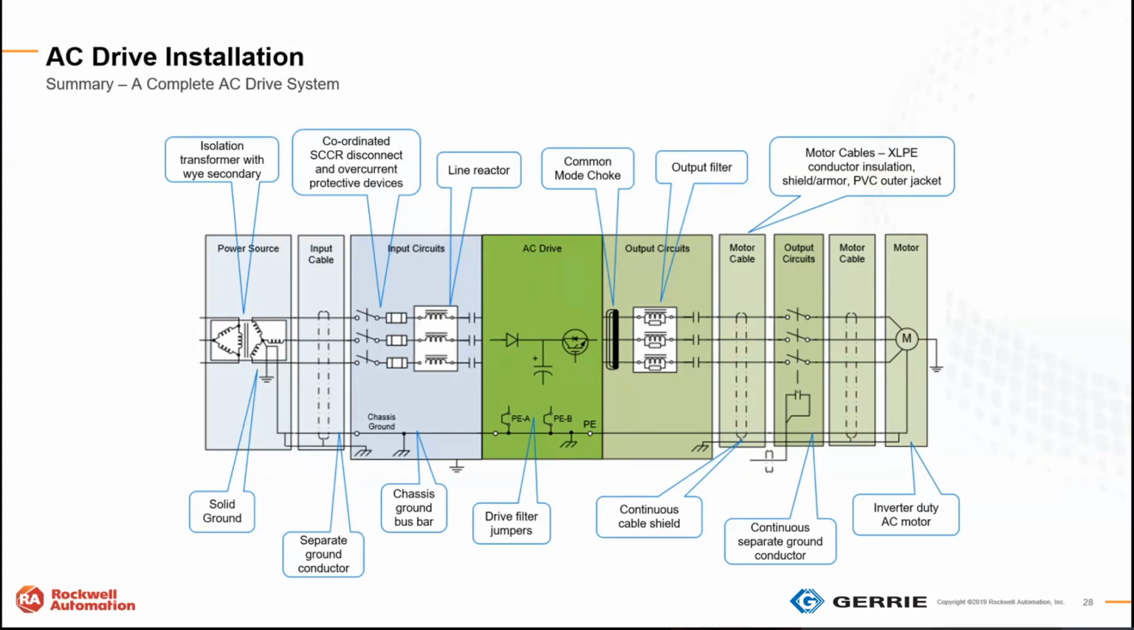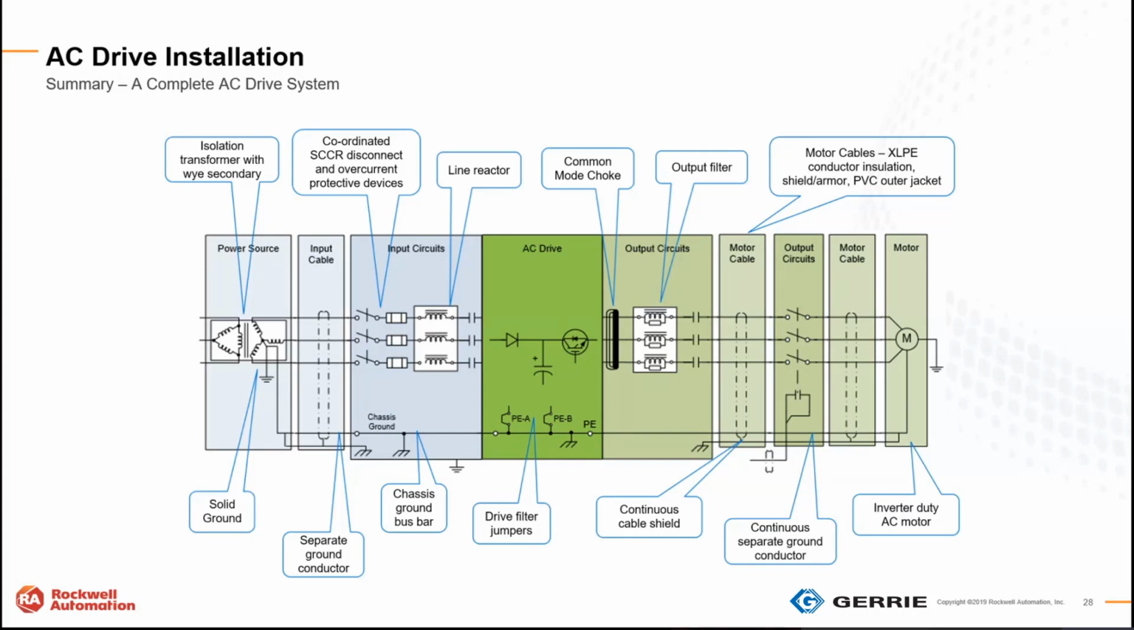So just a summary of everything that we've gone over here. Starting at the power source, looking at the transformer, if we can have that proper Y secondary solidly grounded is ultimately what we're looking for. The separate ground conductor coming into our VFD panel is ultimately what we're looking for. The line reactor, so that's what the line reactor in there would be like. A line reactor, again, cheap insurance that we were talking about there.